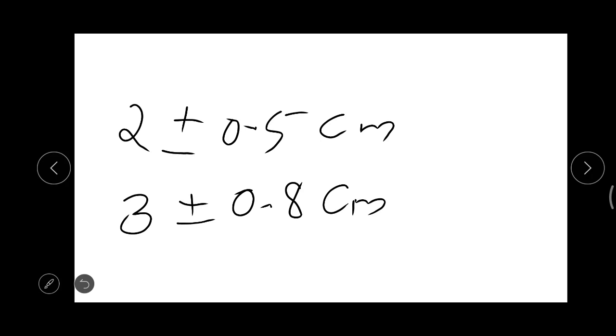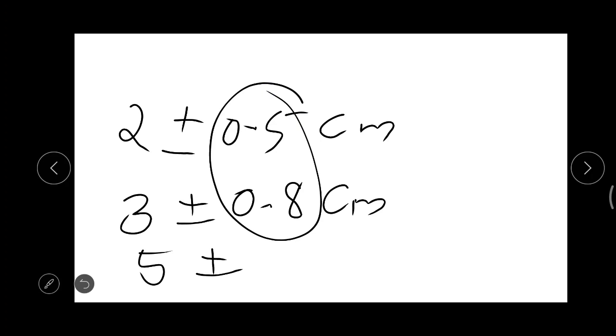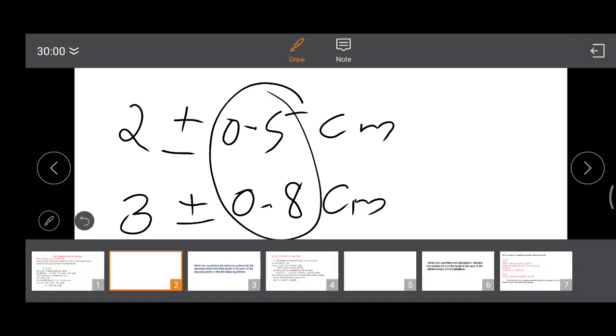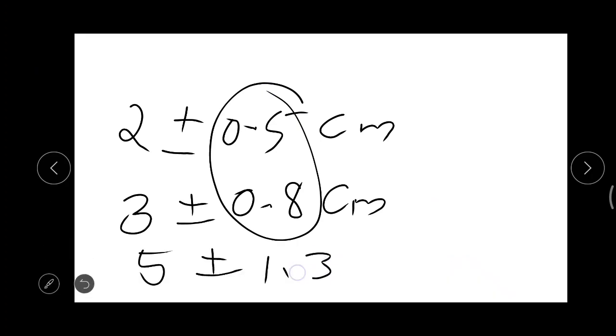Here 2 plus 3 will be 5, and the correction will be plus or minus the sum of both absolute mean error values. So it is 0.5 plus 0.8, that is 1.3. That will be the total length of that material with error, so 1.3 will be the error over there. That is regarding the summation.